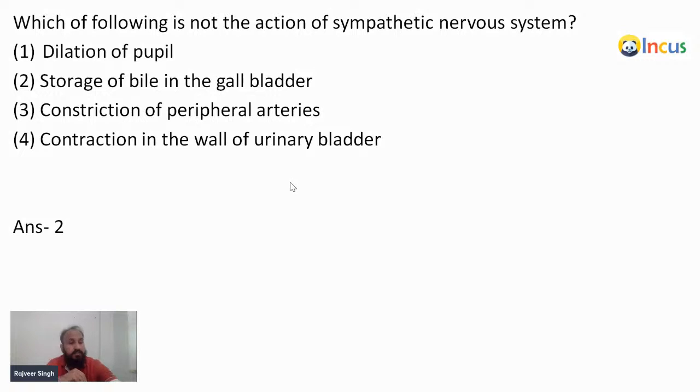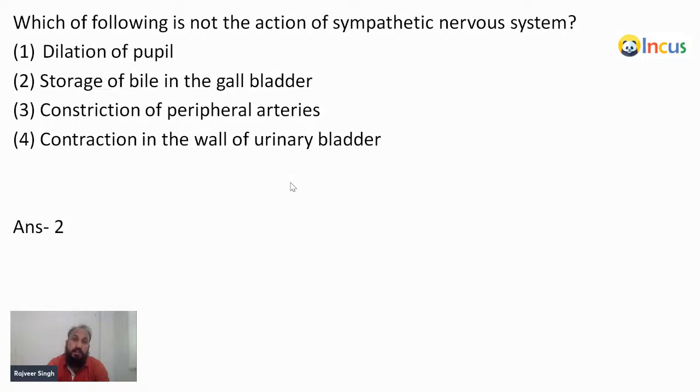Next question. Which of the following is not the action of the sympathetic nervous system? Dilation of pupil, storage of bile in the gallbladder, constriction of peripheral arteries, contraction in the wall of the urinary bladder. Answer will be second.